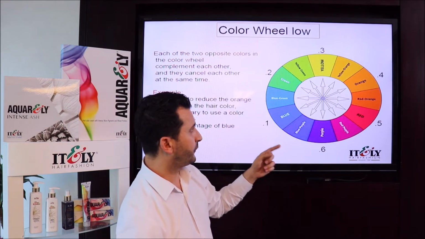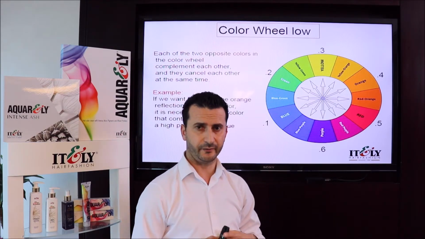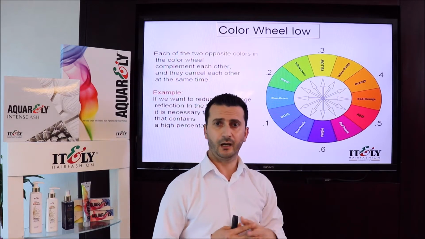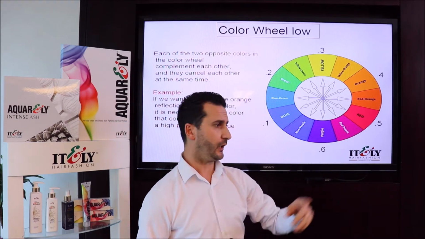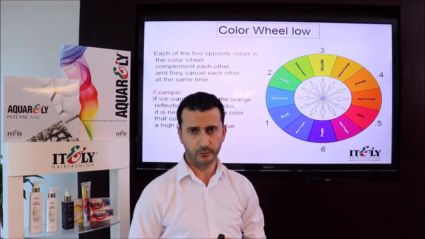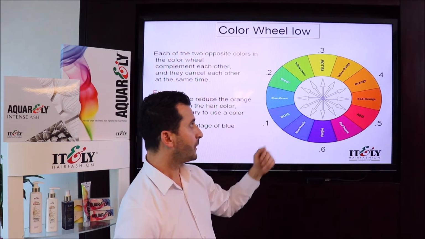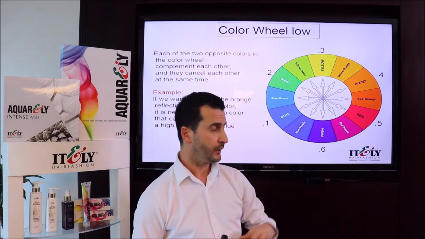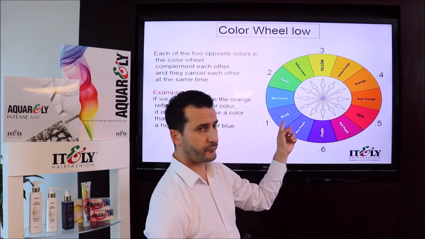For example, if I lighten the hair of my client and I get an orange result, and I would like to cancel this orange, I have to use a color with a higher ratio of blue, like the ash family, to cancel the orange, because orange is the opposite color of blue.